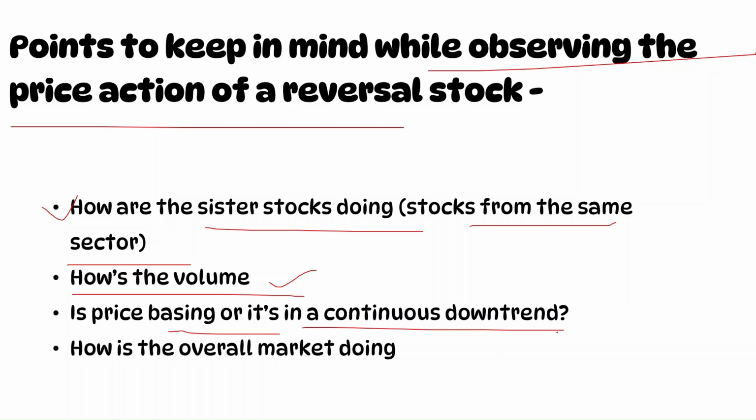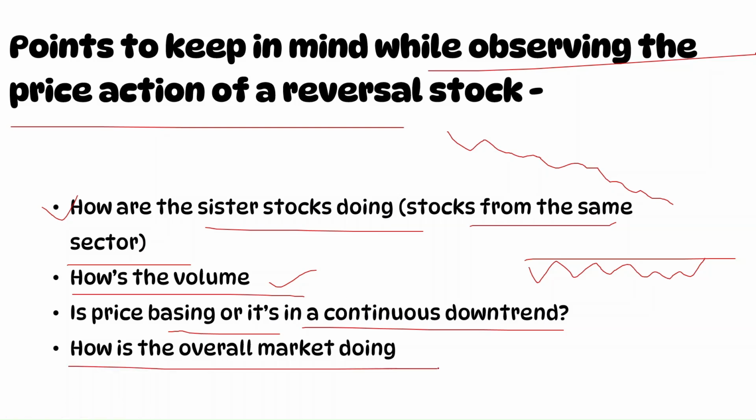is the price basing, or is it in a continuous downtrend? Another price section you should look at is whether the stock is still in a sharp downtrend, or has it started forming a base? Because again, the probability of success in the case of stocks that are forming a base is very high as compared to the one that is still in a downtrend, because there haven't come the buyers, right?